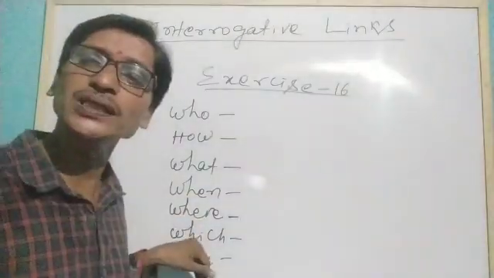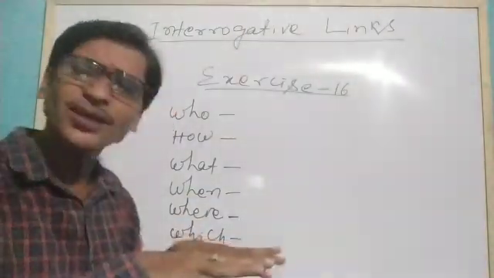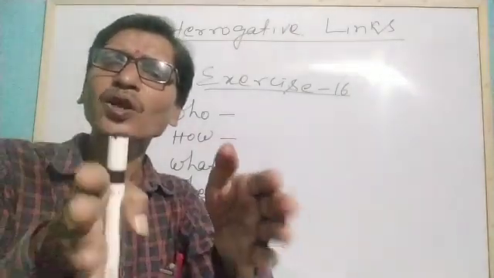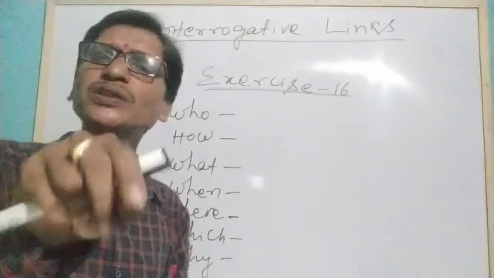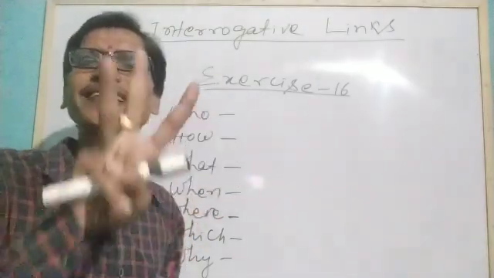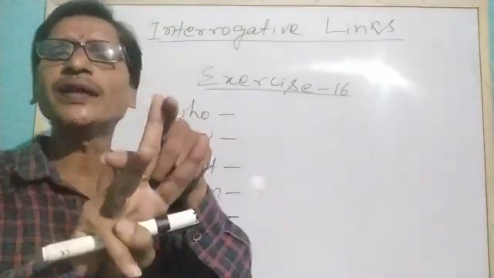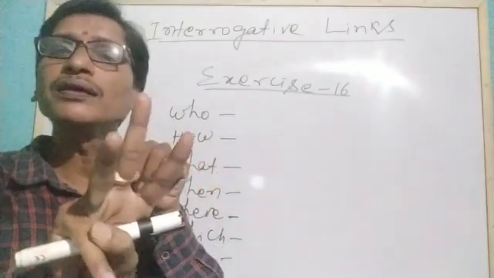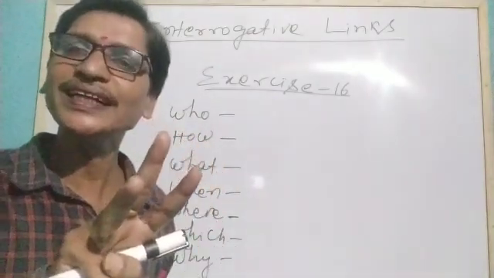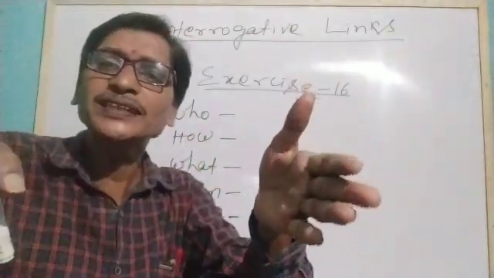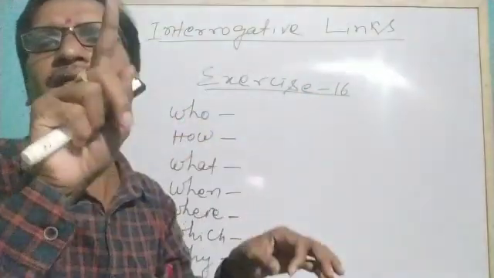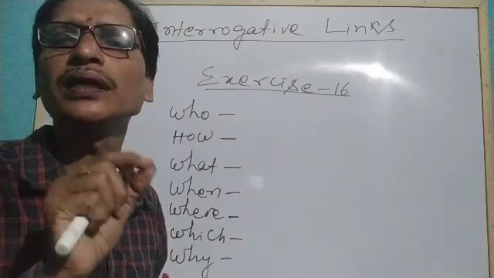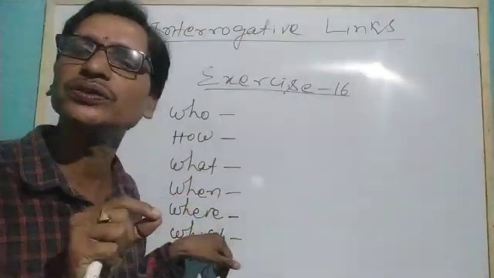Similarly, we use which when there is a limited number of things and from among them we have to select one. Suppose there are 3 things and we have to select one. Then, which one do you like? Understand? A limited number of things are in front of us, and we have to select a particular one. In that case, we can use which.